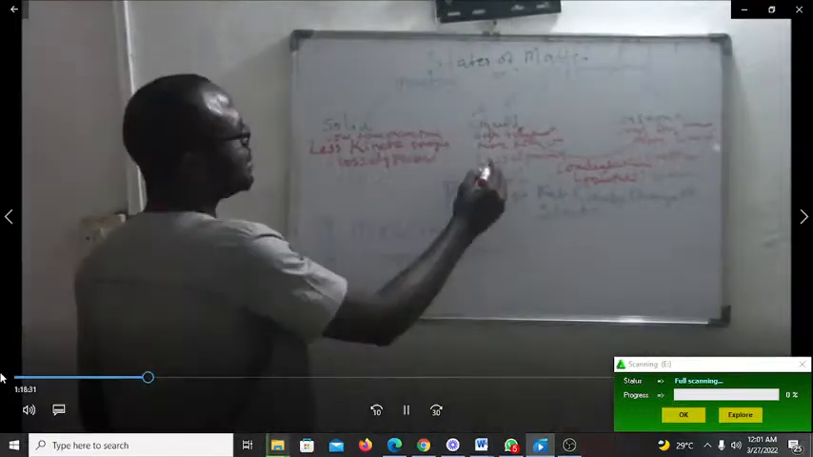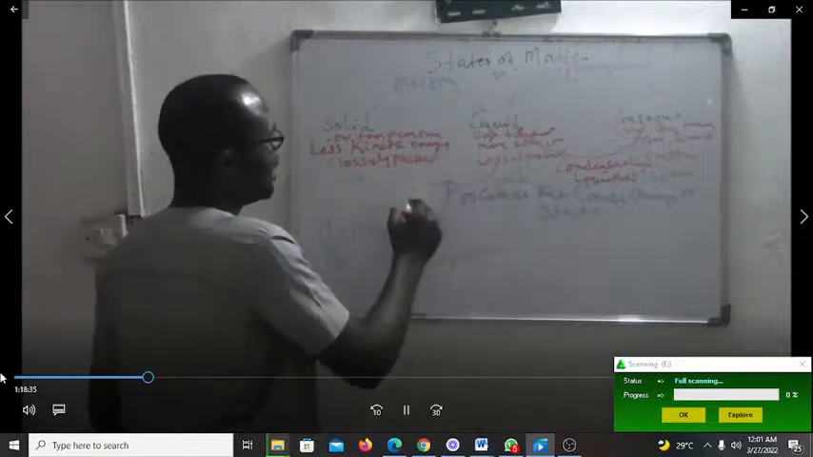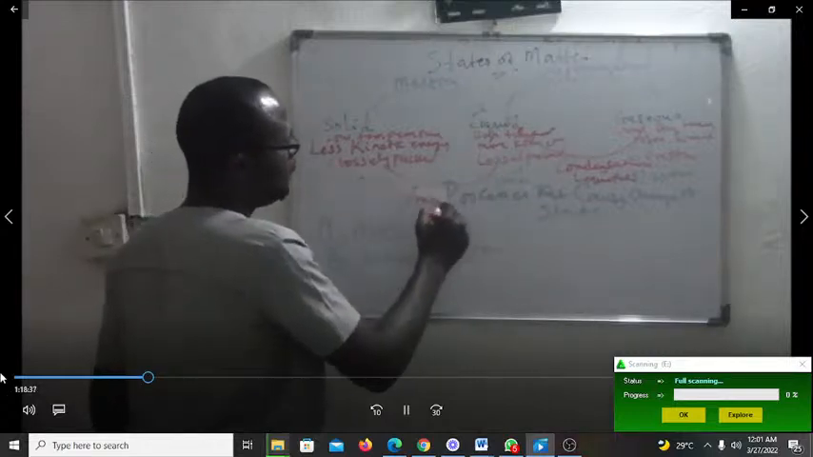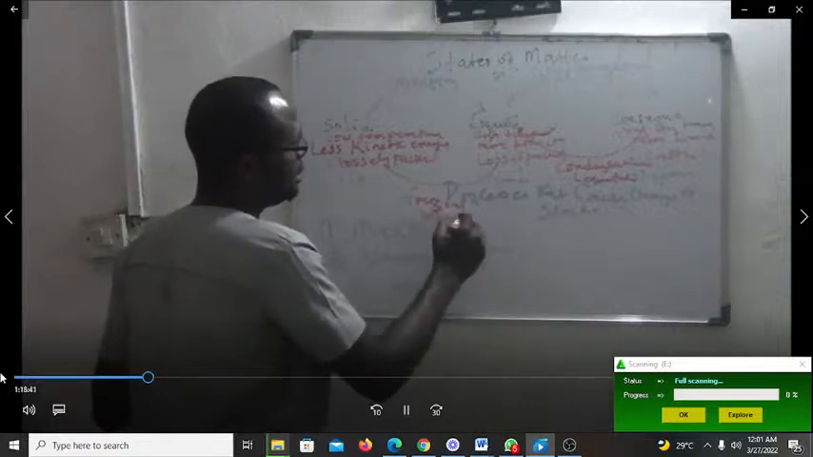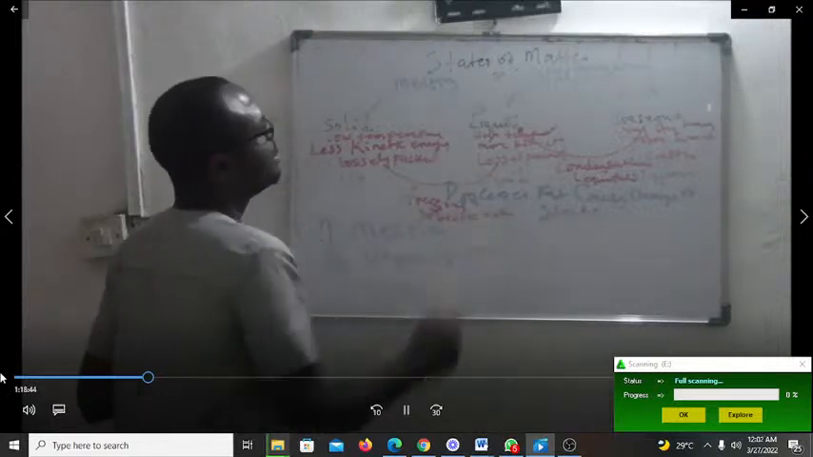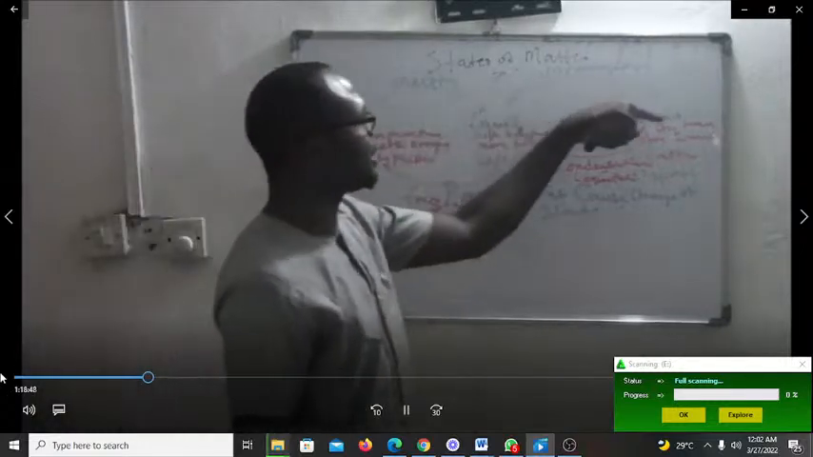Freezing or solidification. That's when it changes from liquid to solid. We have freezing or solidification. So the opposite of melting is freezing. And the opposite of vaporization is condensation. Is that clear? Now what other process is a change of state?